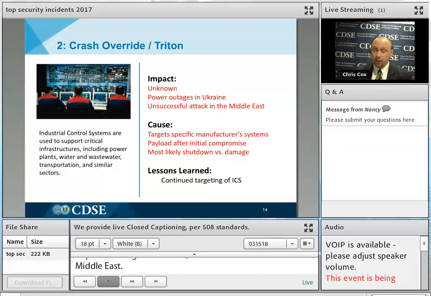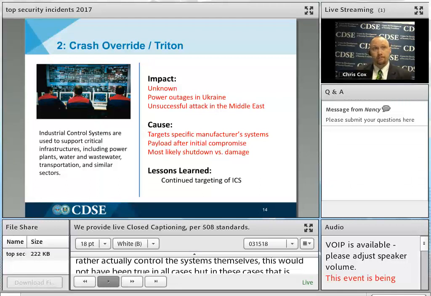But the attackers might not have known that changing these files would trigger a shutdown of the systems rather than allow them to actually control the systems themselves. That's not necessarily true in all cases, but that would have been true in these cases. And that's an important note because I think we're going to continue to see the targeting of industrial control systems as they're increasingly relied on for our critical infrastructure.